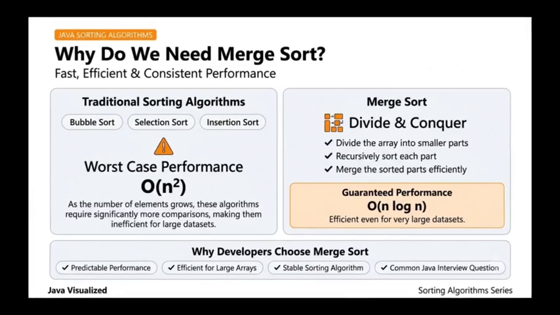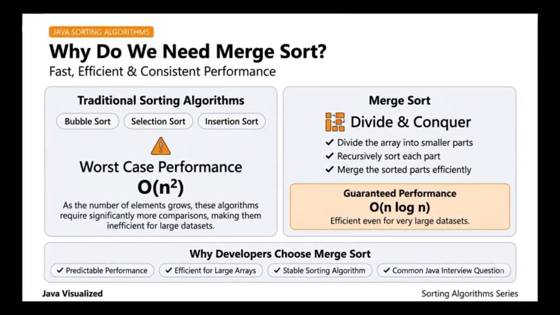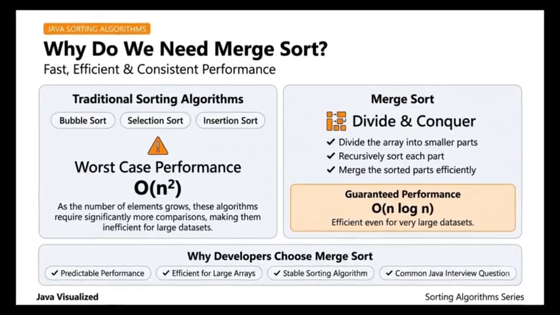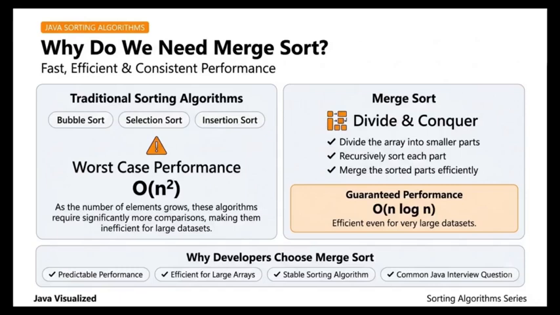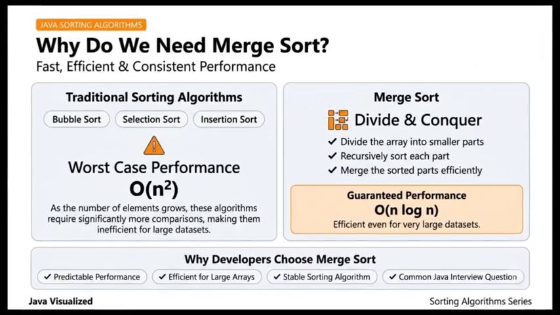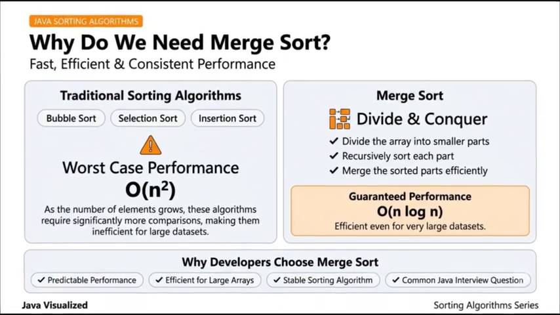mergeSort solves this problem using the divide and conquer technique. Instead of repeatedly comparing neighboring elements, it divides the array into smaller parts, sorts each part, and then merges them back together efficiently. That's why mergeSort guarantees a time complexity of O of n log n, even in the worst case.